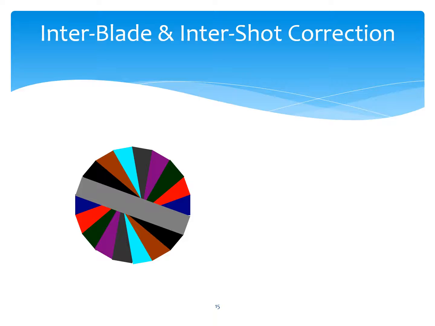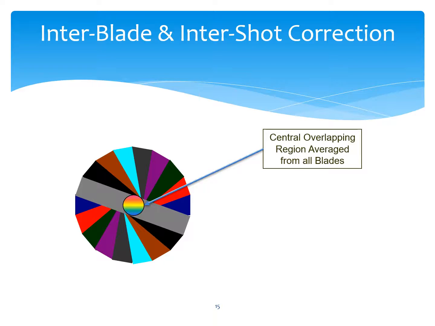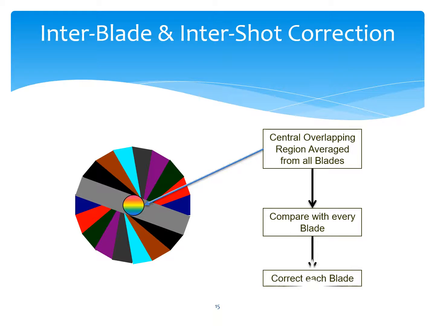Since all the blades acquired within a single shot intersect at the central region of K-space, this redundancy in data can be exploited to do phase correction, similar to in-plane motion phase correction in the original propeller implementation. This data redundancy can be used to correct both for interblade and intershot phase errors.